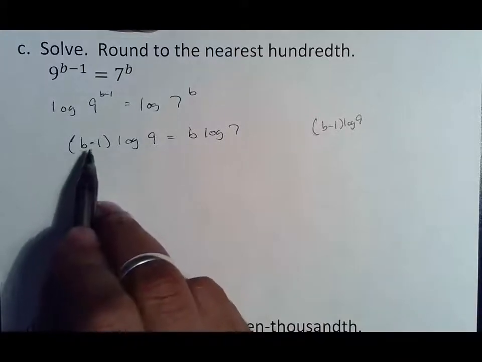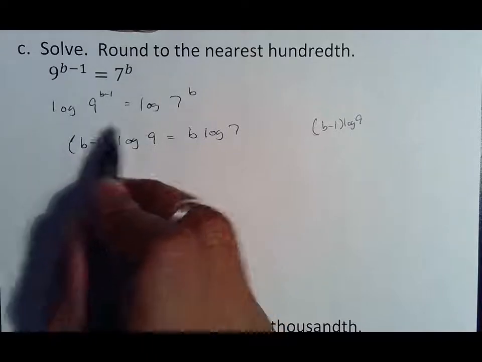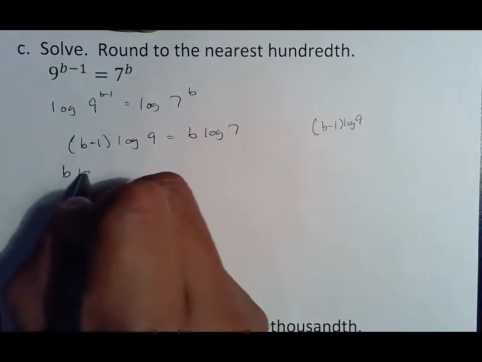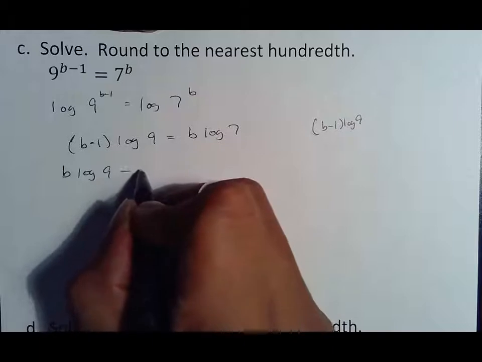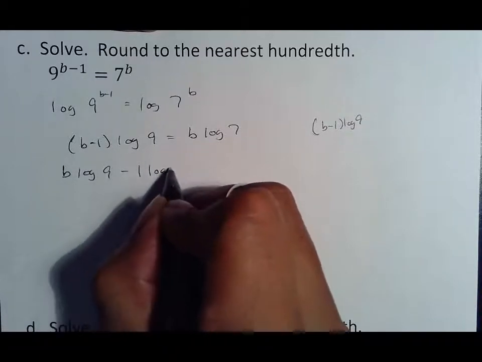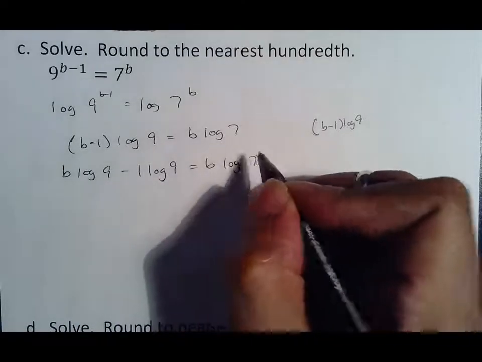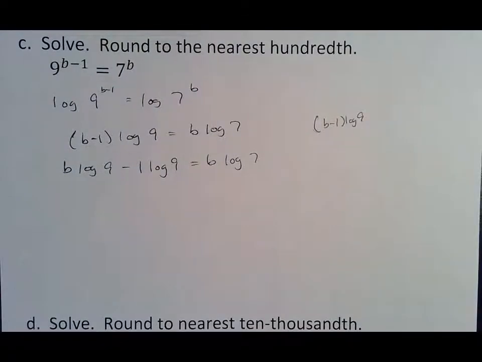Other than that, now that we have 2 things multiplied by log 9, logic says let's distribute the log 9 to both. So I get b log 9 minus 1 log 9, which you really wouldn't write with the 1 there, equals b log 7. Now this is where experience comes in, because I know where we're going, because I can envision a little bit, and I know that I want to factor, and I know I want b to be alone.